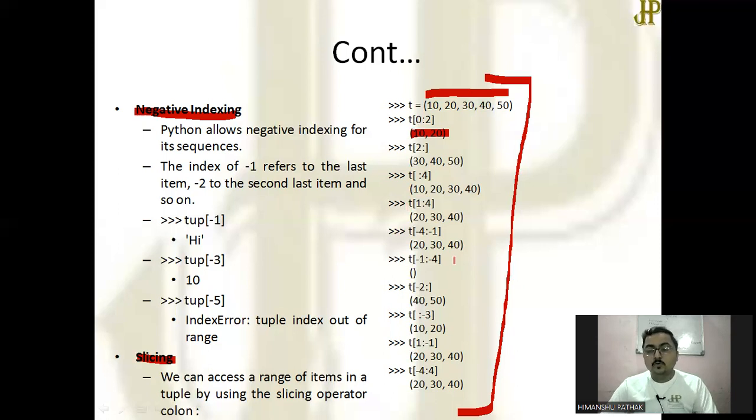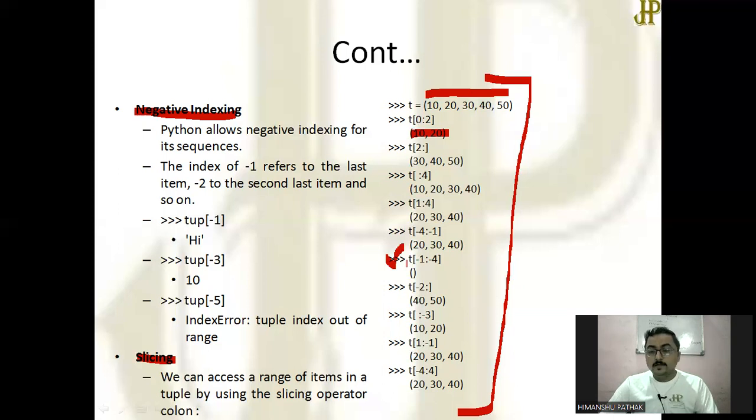Now, as you know, negative indexing is possible in Python, but traversing cannot be done from right to left. It will not show any error, but it will also never fetch any element. It will show an empty tuple like this. This is a very important point you have to remember.